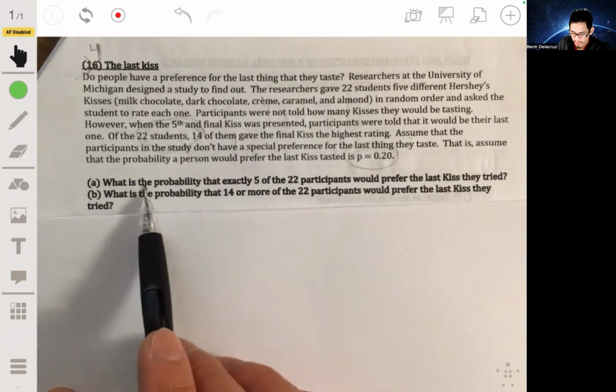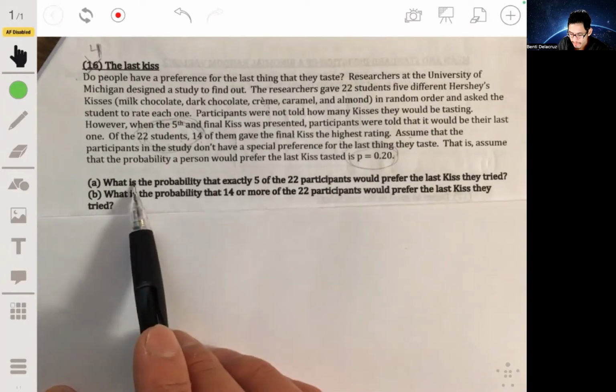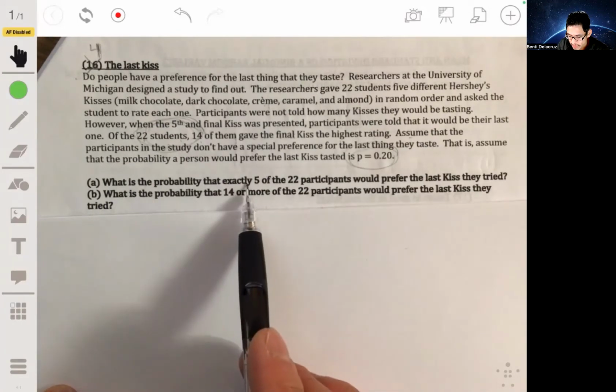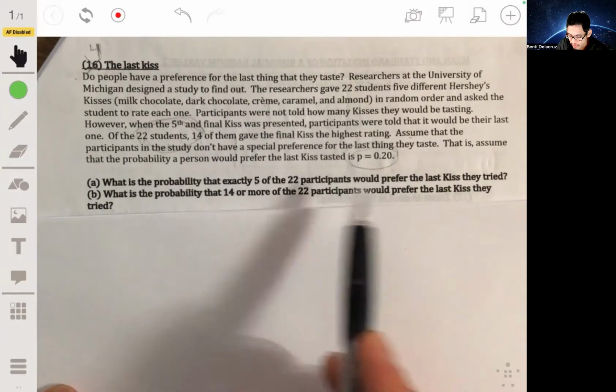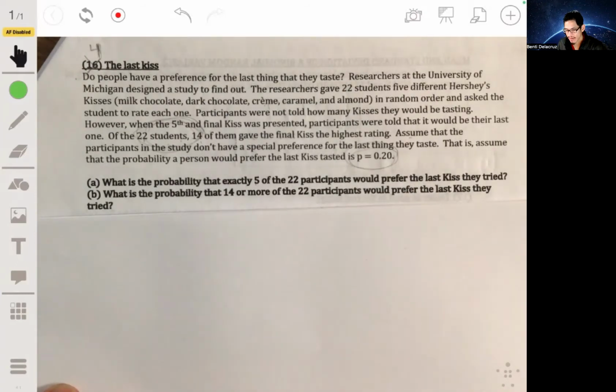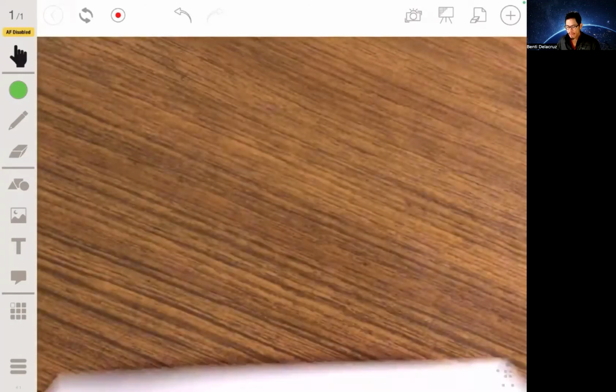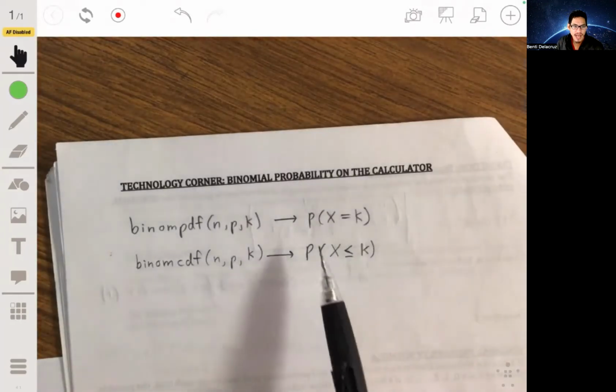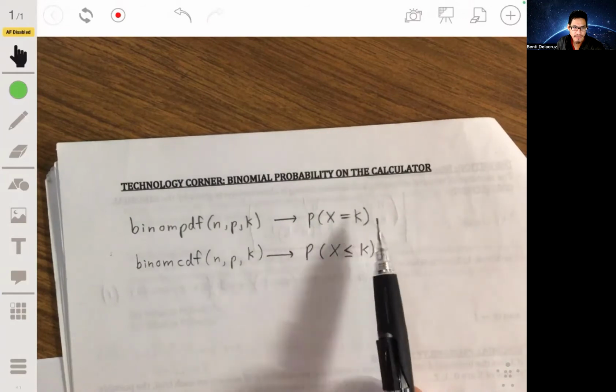But first, let's do a practice calculation. Let's say, what is the probability that exactly 5 of the 22 would prefer the last kiss they tried? Going back to that formula, we're just going to have the probability that x equals 5. We're going to use binomial PDF.